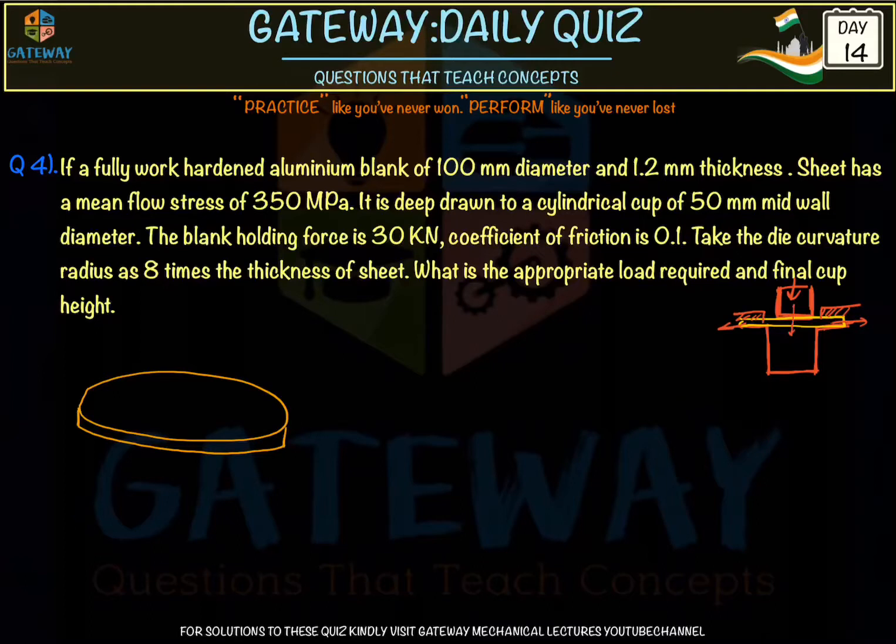So we will see all the dimensions that are required. In this question given to us, the blank diameter is given as dB, and that is 100 mm, and the thickness is given as 1.2 mm. In this type of question, if nothing is mentioned, we assume that this thickness is an average thickness for the overall material.